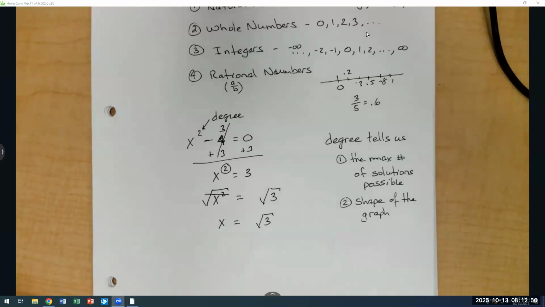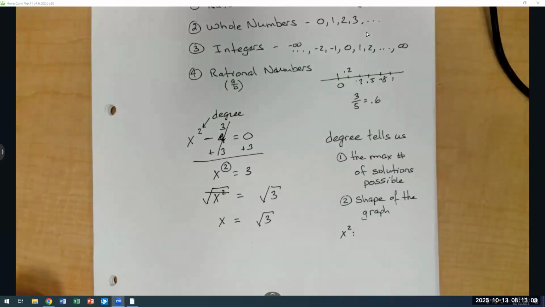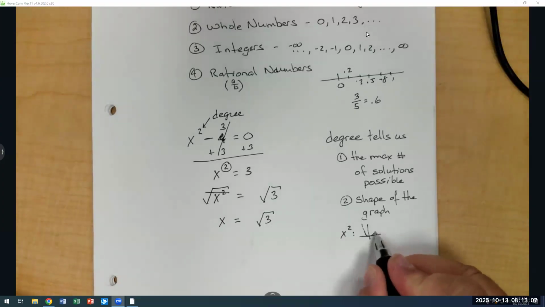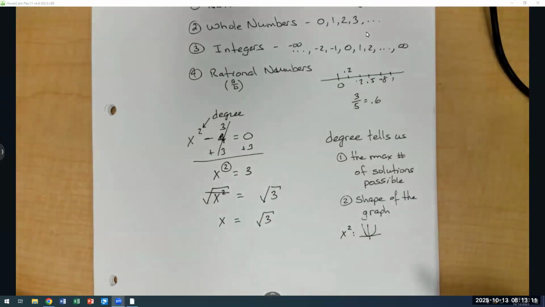How do I mean the shape of the graph? How does the degree tell us the shape of the graph? Well, let's see. What does that graph look like? It's a parabola. So it looks like this. So we know that this function, since it's x squared, is a parabola. The graph will look like that.